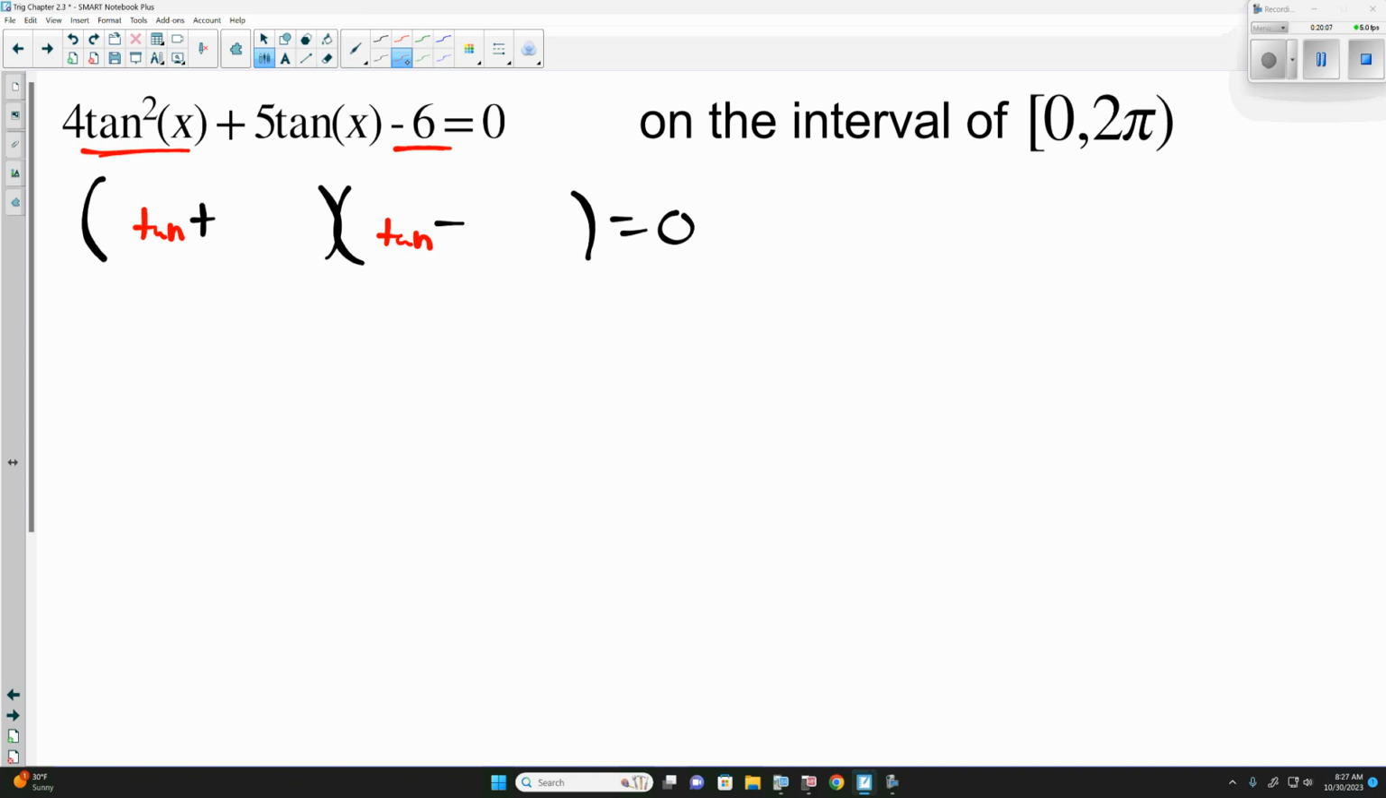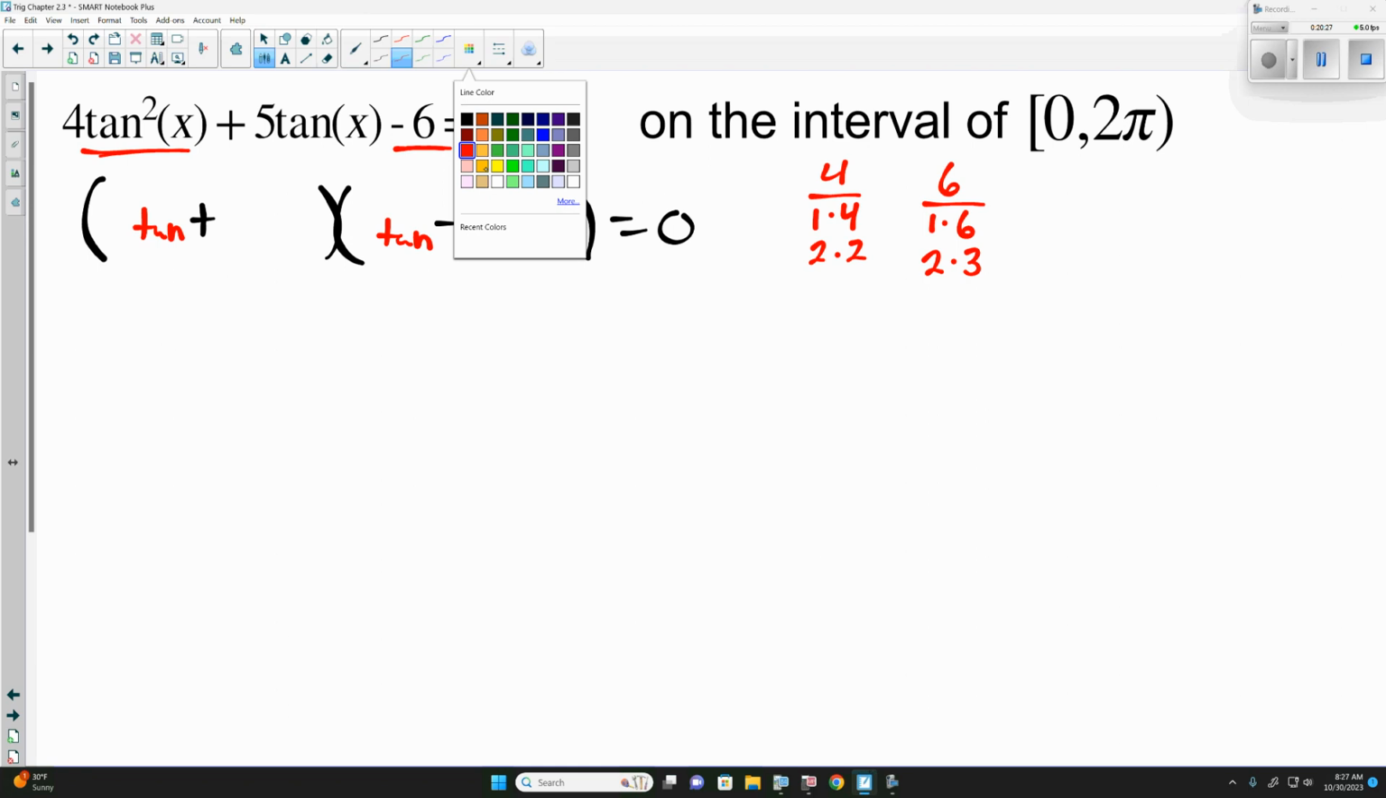But the other part of this is finding the factors of 4, which is 1 and 4 and 2 and 2, and the factors of 6, which is 1 and 6 and 2 and 3. Now out of these two here, let me get this mustard yellow.